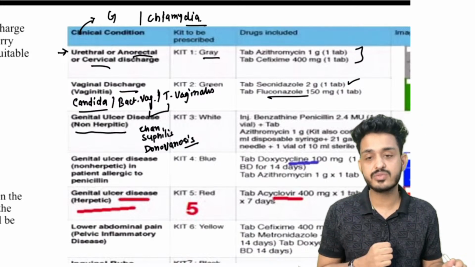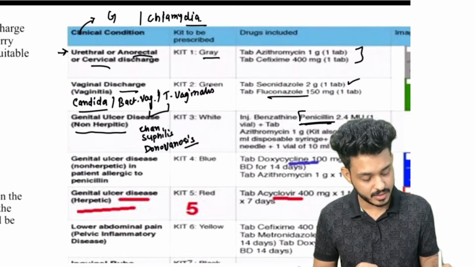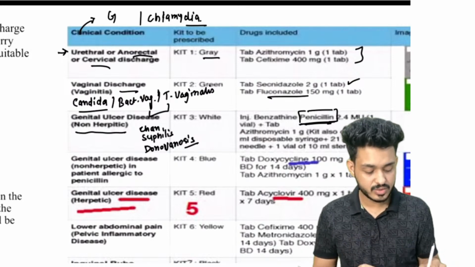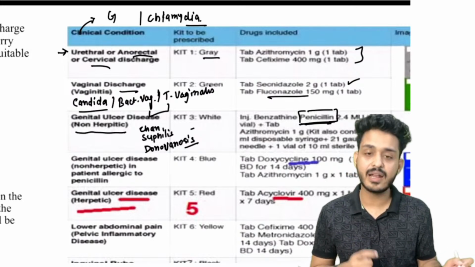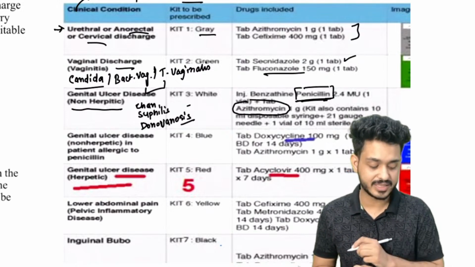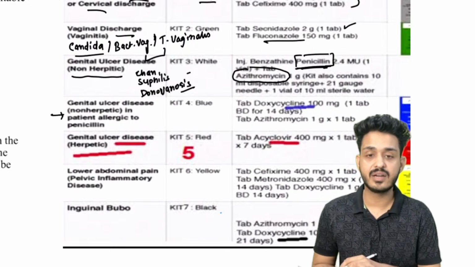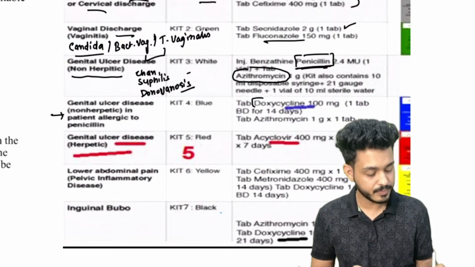For every syphilis, the drug of choice will be penicillin. So for syphilis we are using penicillin, and for chancroid and donovanosis we can give azithromycin. Next, if someone is allergic to penicillin, then we can shift the patient to doxycycline.